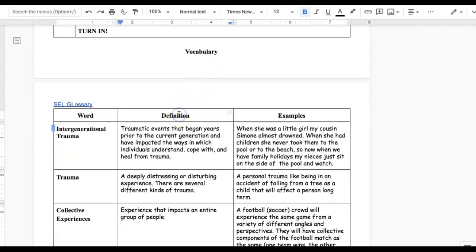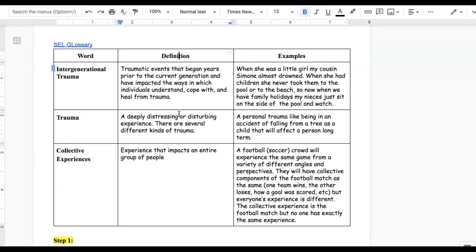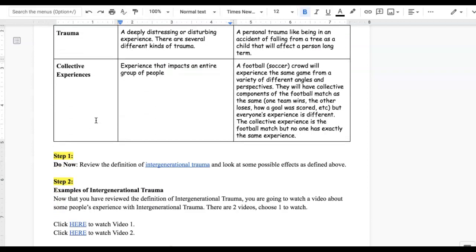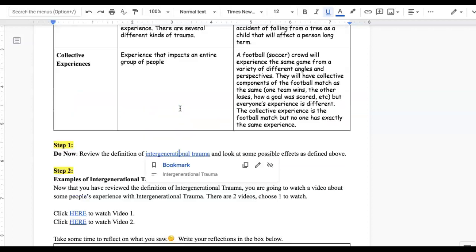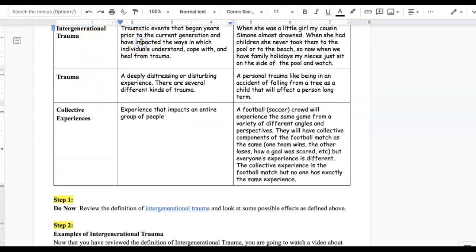The vocabulary words that are important to know and to be familiar with for this lesson are trauma, intergenerational trauma, and collective experiences. These words will come up in a couple of different places in this lesson. Review the definition of intergenerational trauma to start and become familiar with it. After you've looked at the definition, we've put a bookmark here that you can use, and there's also intergenerational trauma defined here.